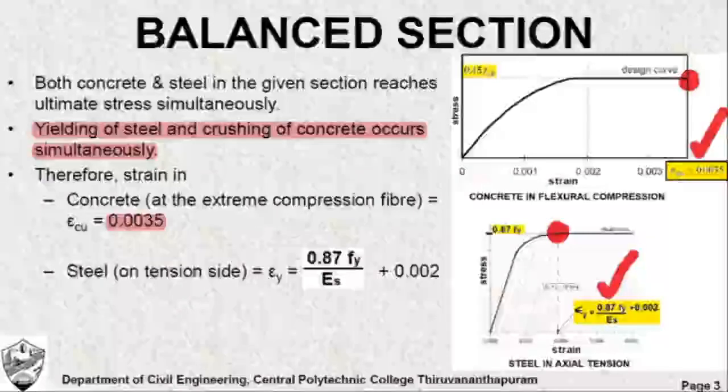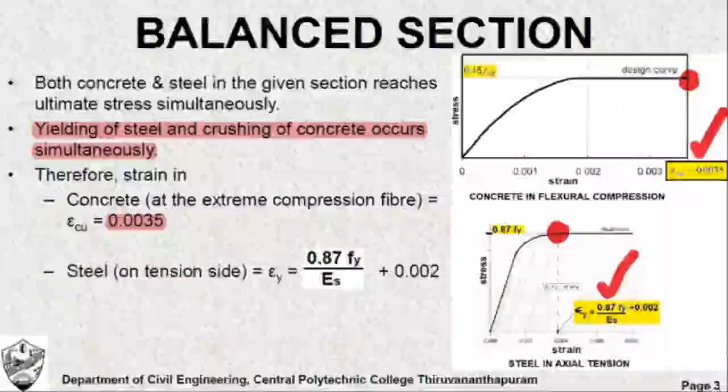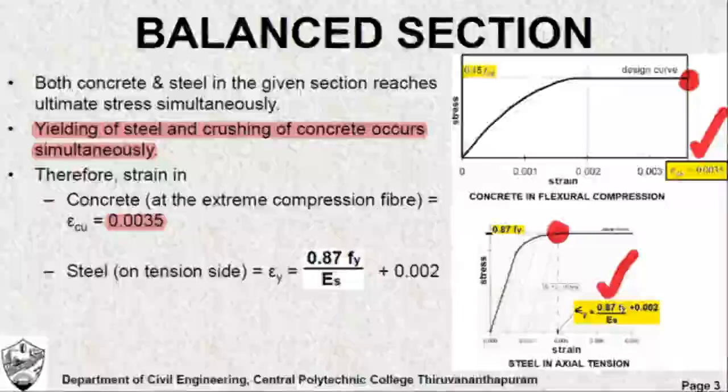In the first case, in balanced section, crushing of concrete and yielding of steel is happening simultaneously. So just imagine when steel fails at the same time as crushing of concrete occurs, what happens? The user or the occupant will not get adequate time to escape. So simultaneous yielding of steel and crushing of concrete is generally not a preferred section of RCC beam.